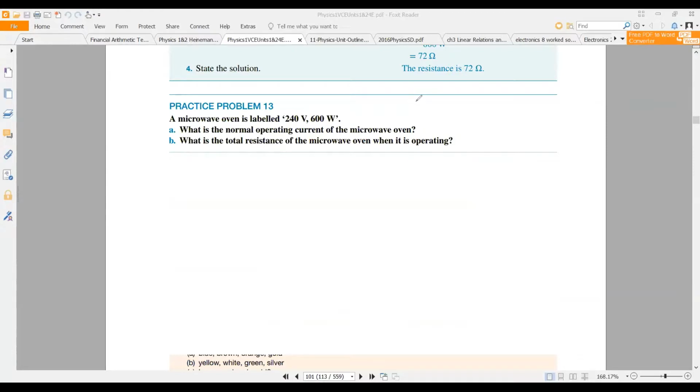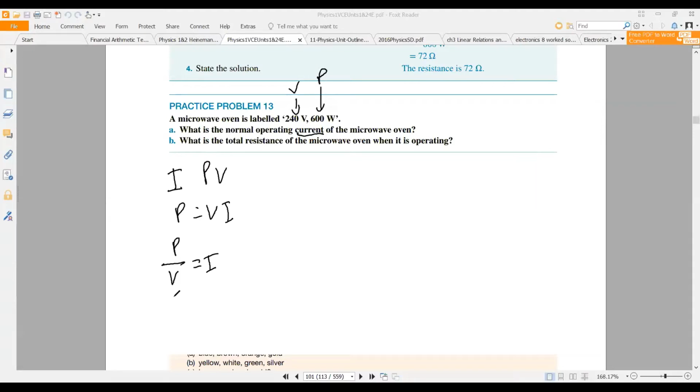A microwave oven is labeled at 240 volts at 600 watts. Okay, so we've got a voltage here and we've got a wattage, a power here. What is the normal operating current? It's pretty much exactly the same. The idea is a practice problem. We need a formula that has current in it. We need a formula which is current, power, and voltage. That's going to be P equals VI. I want to know the current, so P divided by V equals I.